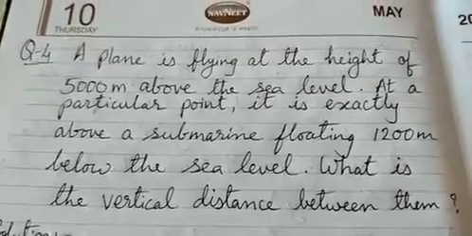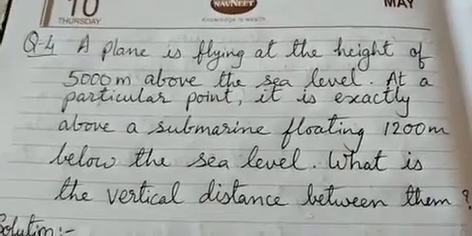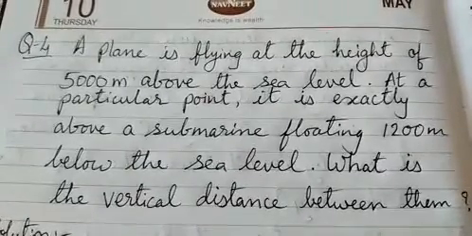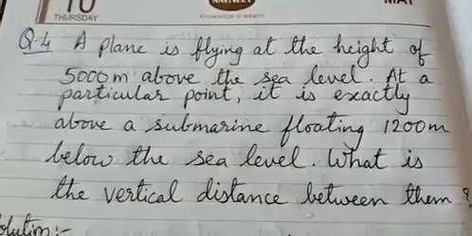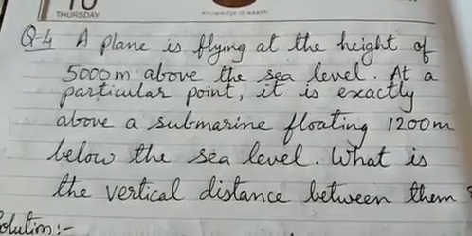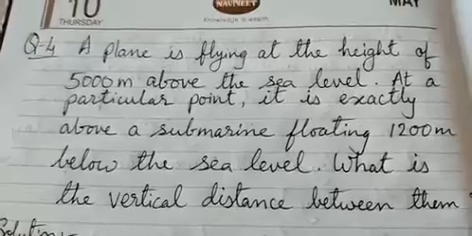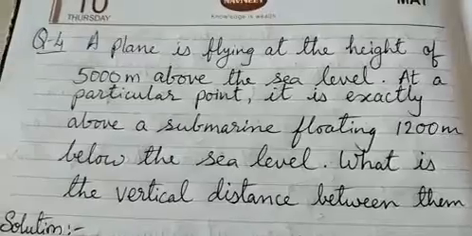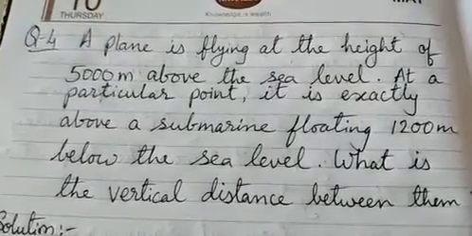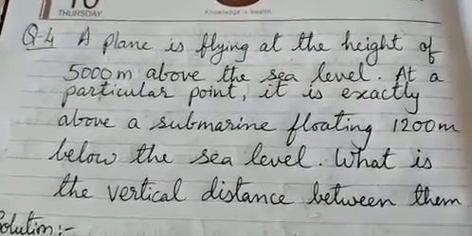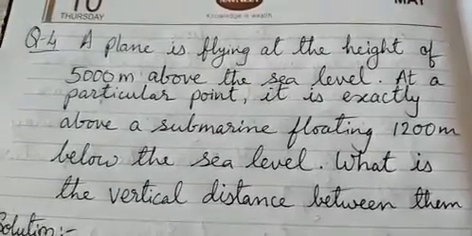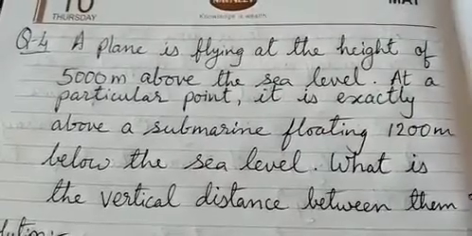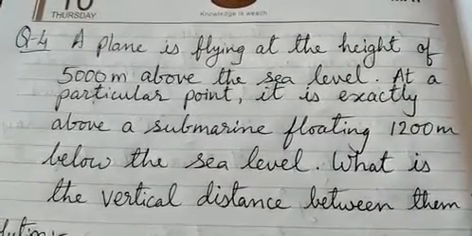Now let us see question number 4. See, the sums are not difficult, because I know children get scared by looking at the word problems, the big sentences. But if you read it, you will find that the sums are very easy and very simple. You just have to break the question and try to understand what the question wants. A plane is flying at the height of 5,000 meters above the sea level.